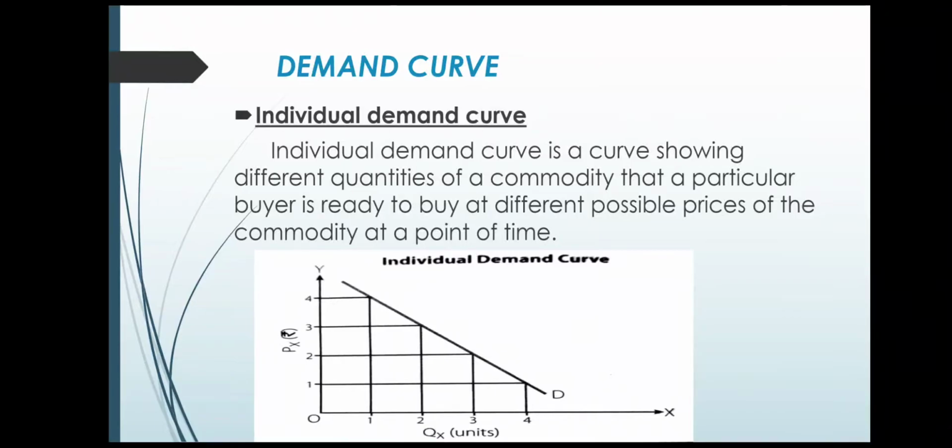When price is 4, quantity demanded is 1. When price is 3, quantity demanded is 2. When price is 2, quantity demanded is 3. And when price is 1, quantity demanded is 4. Once we join all these points through a straight line, that is known as demand curve, and it is denoted by capital D. So this is the individual demand curve. It has to be accompanied by the individual demand schedule and the description of the graph. I have already told you that every time a graph is made, its description has to be written.